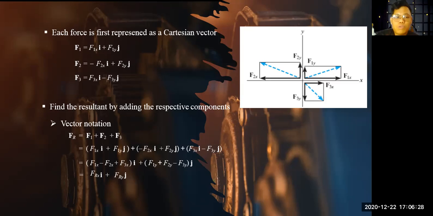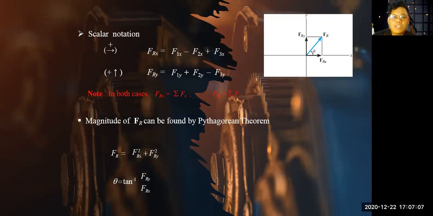From the equation above, you just substitute into the equation. Next, you only add or subtract the same terms. Plus and minus in algebra only apply to like terms. If the term is i, only i can be added to or subtracted from i. The same goes for j. So we obtain FRx i plus FRy j. Next, scalar notation.